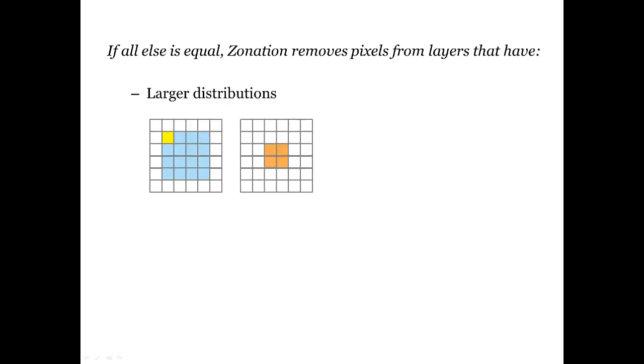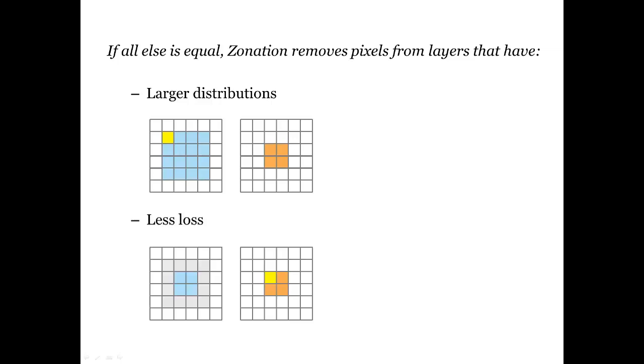Now let's introduce some trade-offs between indicators. Let's say the blue square on the left is riparian buffers, and the orange square on the right is imperiled aquatic species. Riparian buffers has a much larger spatial extent, while imperiled aquatic species is more spatially limited and rare. So zonation is first going to remove pixels from the indicator with the larger distribution. Let's say we've continued to remove pixels from riparian buffers until it has the same extent as the imperiled aquatic species indicator. Now zonation is going to remove pixels from the indicator that has the least loss and switch to pulling pixels out of imperiled aquatic species. And that's it. 4 simple rules.